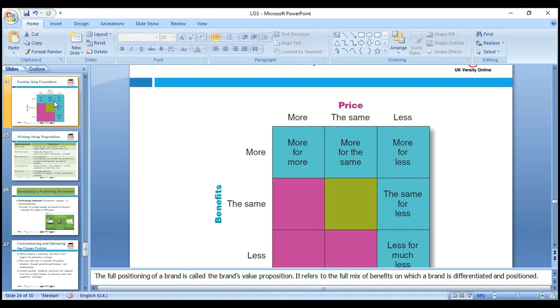And the price we discussed, the value proposition we can create. Maybe we can look at the benefit at the price. So, more for more: you pay a higher price, you get more benefit. More for the same: you get more benefit for the same price. More for less: less price, more benefit. So we can create these sorts of value propositions in our product.